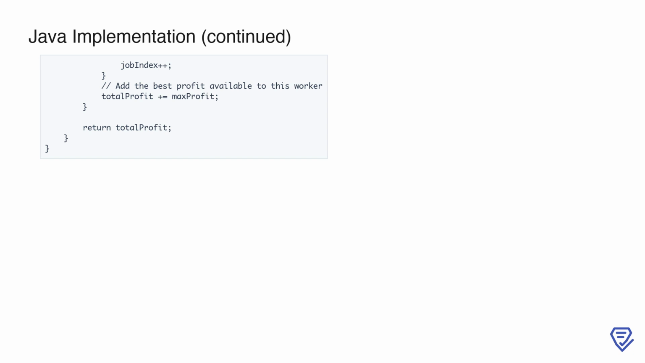Once we've processed all relevant jobs, we increment jobIndex to move to the next job. After determining the best profit that this worker can achieve, we add maxProfit to totalProfit, which accumulates the total earnings for all workers. Finally, after processing all workers, we return totalProfit, which represents the maximum profit we can achieve by optimally assigning workers to the available jobs. This approach ensures that we efficiently match workers to the most profitable jobs within their skill range while maintaining an overall time complexity that is manageable for large inputs.